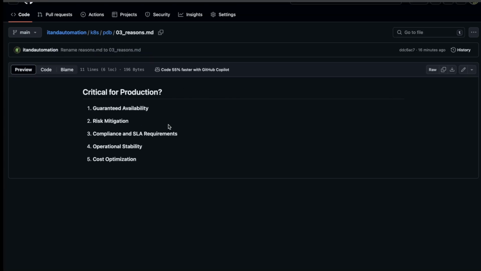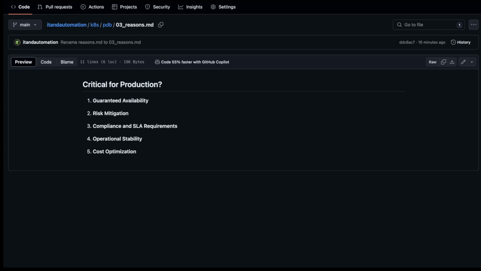We touched upon some of the reasons there. Anything in production can be considered critical. If something is in a production environment, you would pretty much like to guarantee the availability, and a PDB helps ensure that. This minimizes the risk of downtime and ensures that the application continues to serve requests. Risk mitigation. By defining those explicit constraints, you mitigate the risks, and they provide a kind of safety net where too many pods are not terminated simultaneously, which avoids downtime.